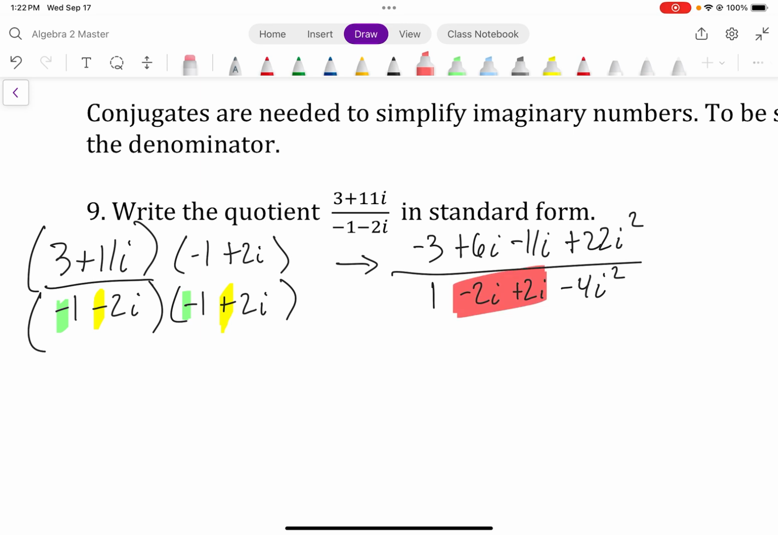This is the entire reason that we multiplied top and bottom by the conjugate of the bottom, specifically of the bottom. I'm not going to multiply by the conjugate of the top. That doesn't really get me anywhere.